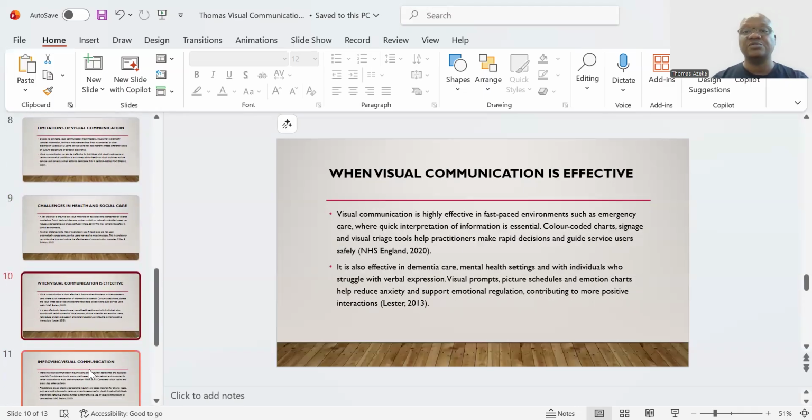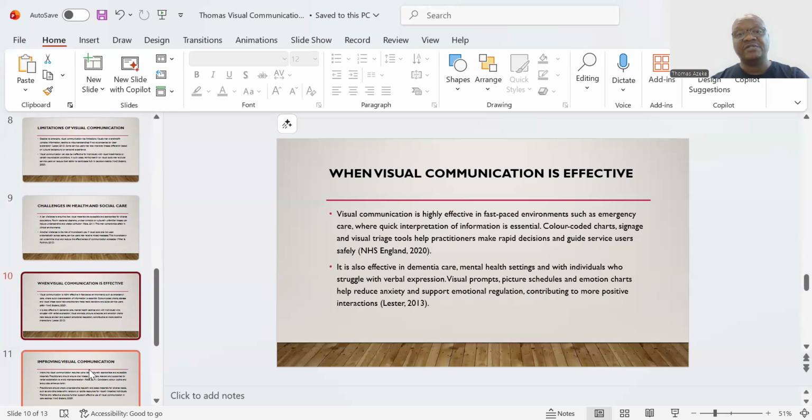When visual communication is effective. Visual communication is highly effective in fast-paced environments such as emergency care, where quick interpretation of information is essential. Color-coded charts, signage, and visual triage tools help practitioners make rapid decisions and guide service users safely.